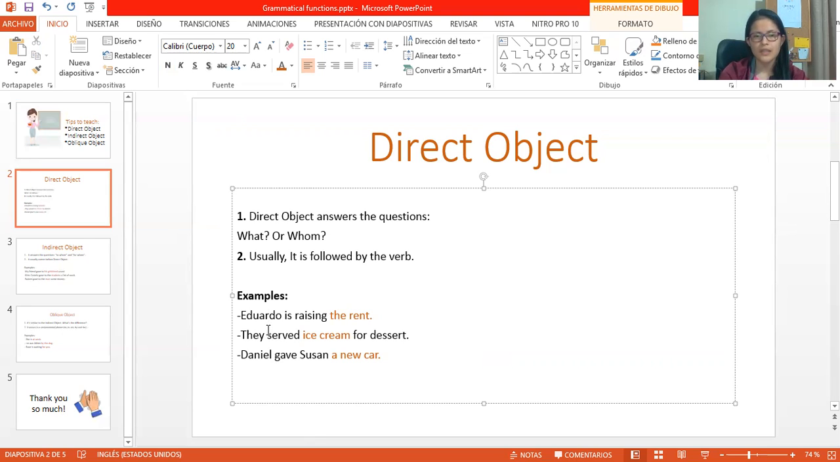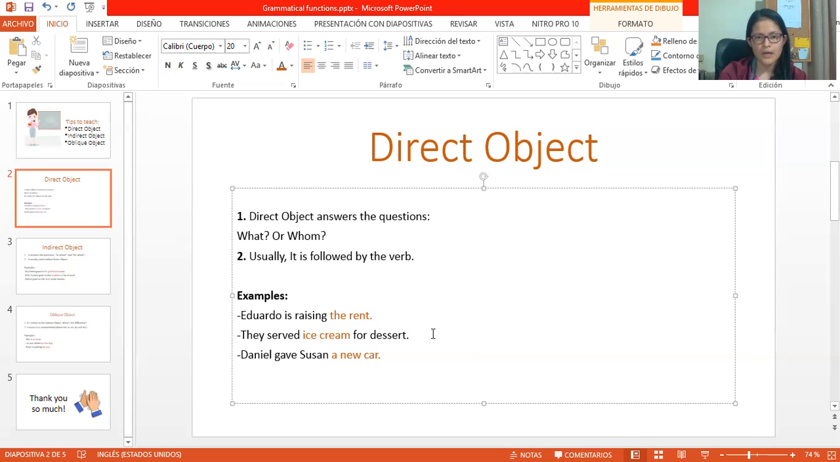The second sentence says: they served ice cream for dessert. So what's the subject? They. What's the verb? Served. And what's the answer of the question? Well, they served what? They served ice cream. So the answer, ice cream, will be the direct object.